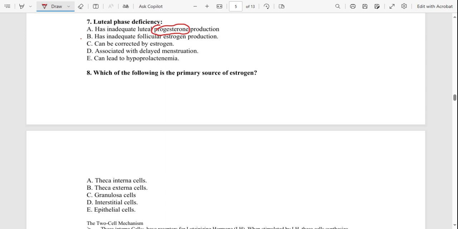Any thought? Okay. Is there any other thought? So the good doc has picked C.